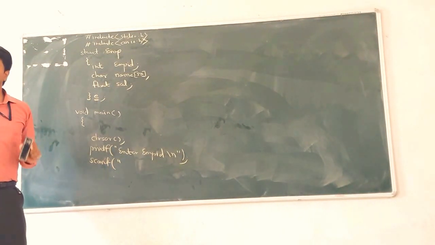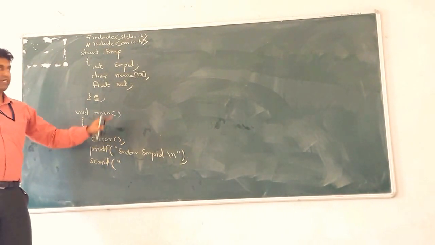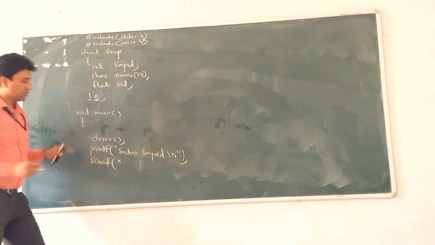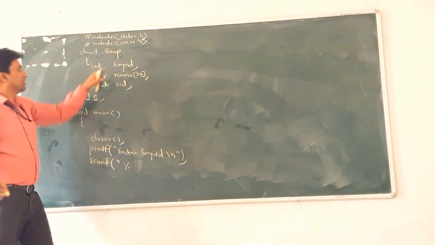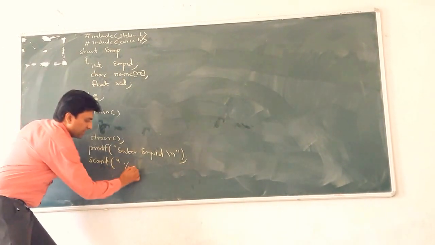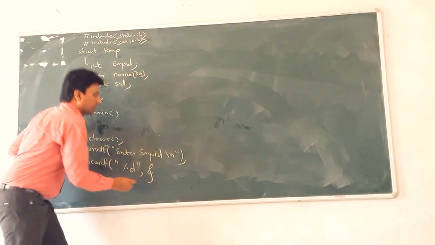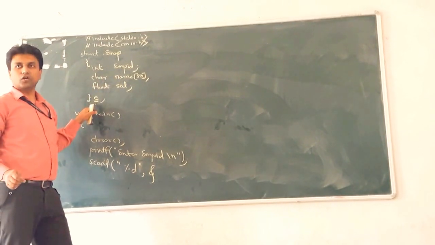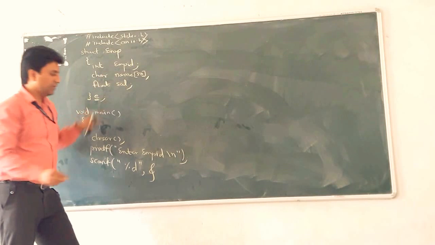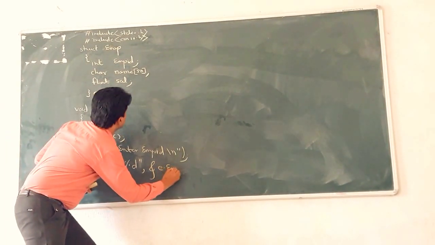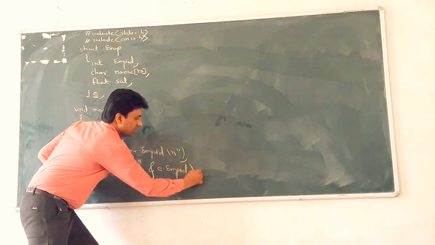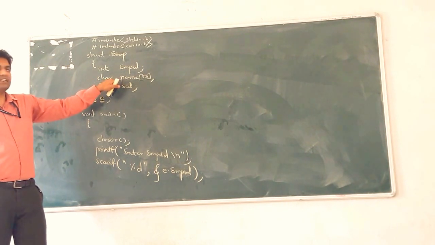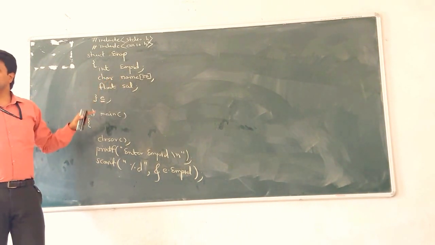Now we want to store employee ID where? In the employee ID data member of struct employee. So use percentage d, comma, ampersand of. How to access data members of the structure using the structure variable? Dot operator, E dot employee ID. So write E dot employee ID, parenthesis, semicolon, complete. Clear?